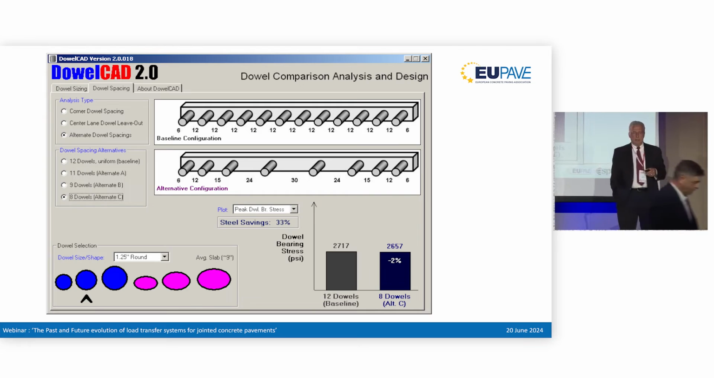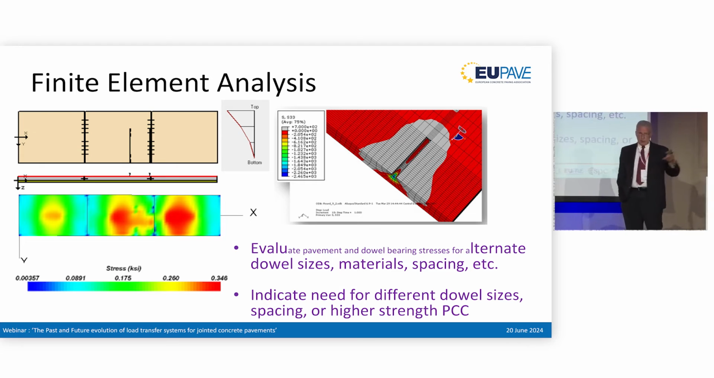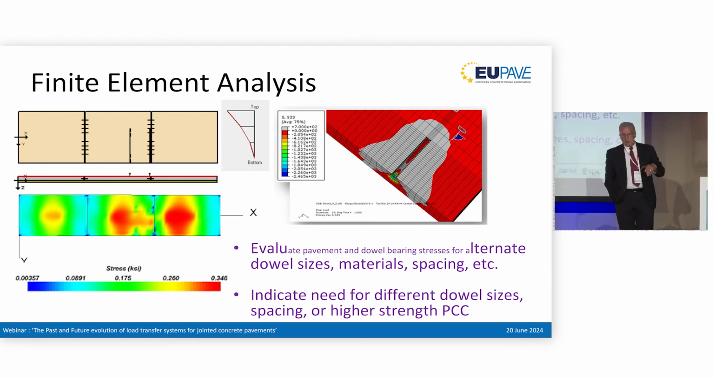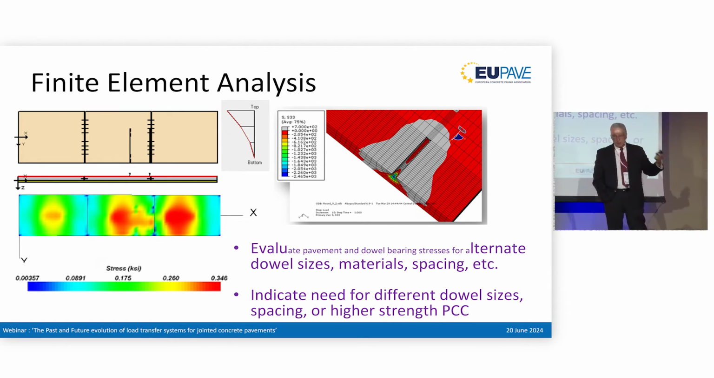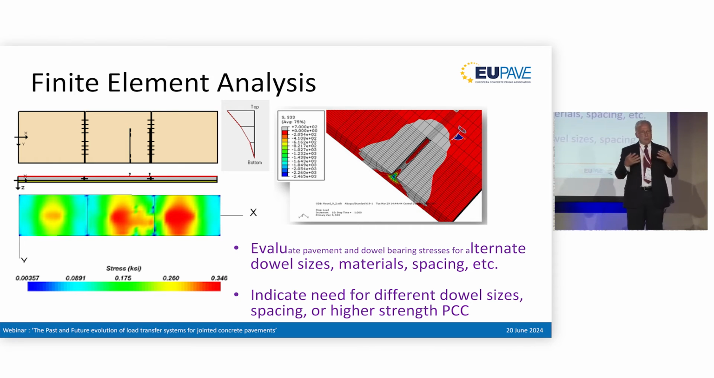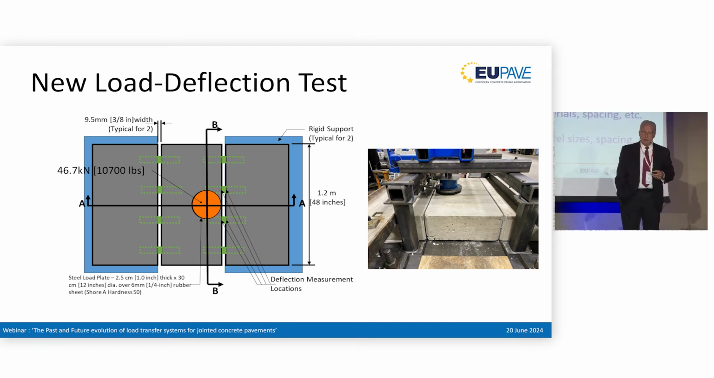We have tools now, such as the DowelCAD software, which will easily calculate differences in bearing stresses for alternate dowel systems. This is free software that is available on the American Concrete Pavement Association's technical website. And of course, we have finite element analysis, as we've talked about previously, which allows us to evaluate alternate dowel bar systems, alternate sizes, different materials, different spacings, and can tell us when the systems that we have designed are going to be adequate or not. It can give us a good indication of that.